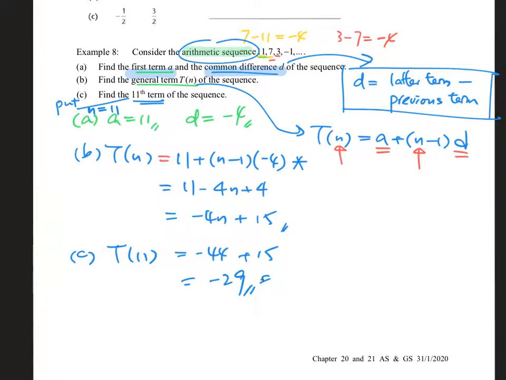The main points of the question would be: number 1, can you find the way to get the first term and common difference? Number 2, can you use these values of a and d in order to find the general term of the sequence? And number 3, after you have the general term formula, you can find any term in the sequence by substitution. For example, in part c, you are asked to find the 11th term.